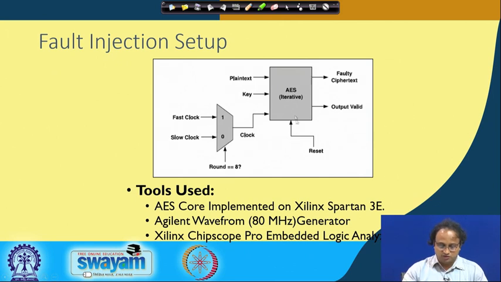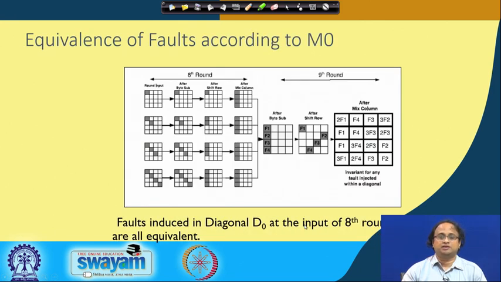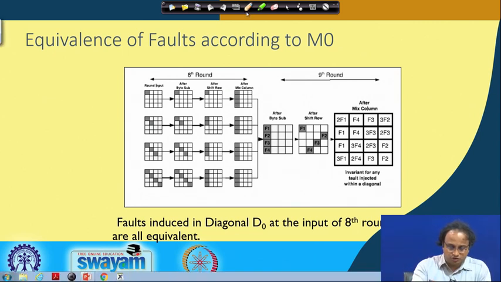These faults are observed by an embedded logic analyzer, implemented using a Xilinx ChipScope Pro embedded logic analyzer to inspect how the internal faults behave. For injecting the sudden clock frequency change, we have used an arbitrary function generator, and this is the implementation setup that we have. With this setup, we are set to understand how the fault propagates. In particular, we are considering faults according to the fault model M0.